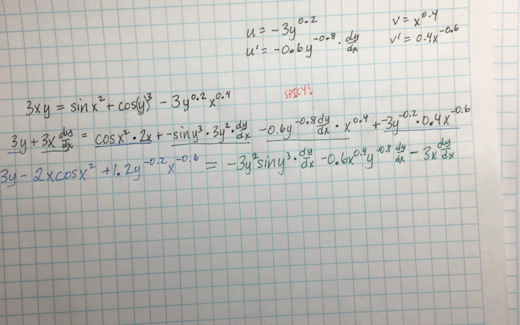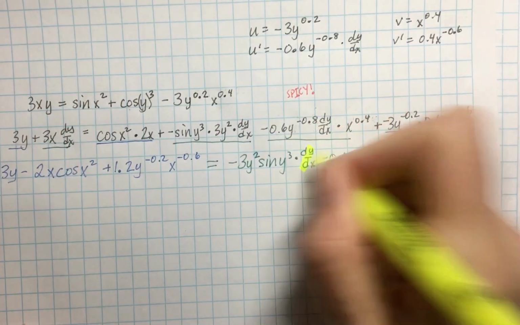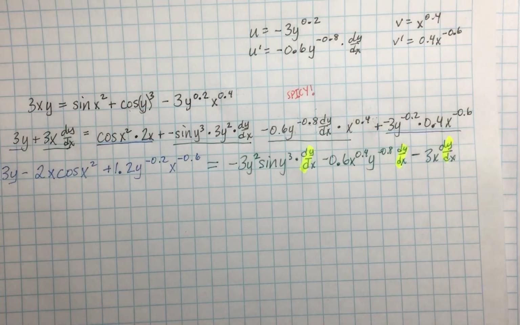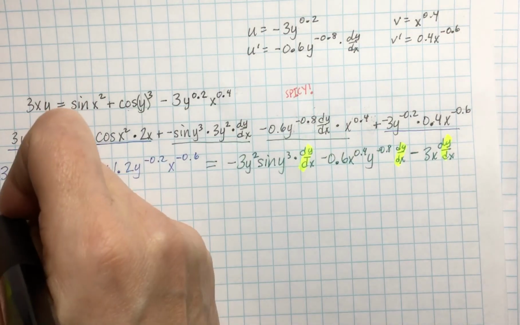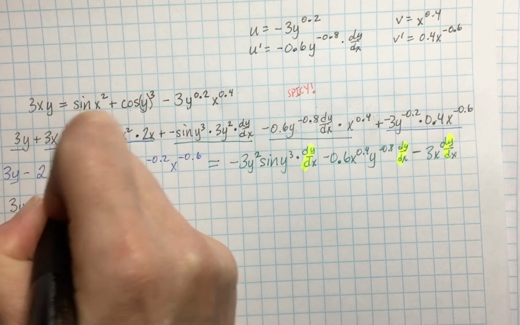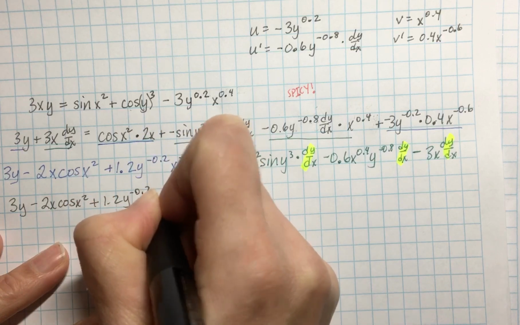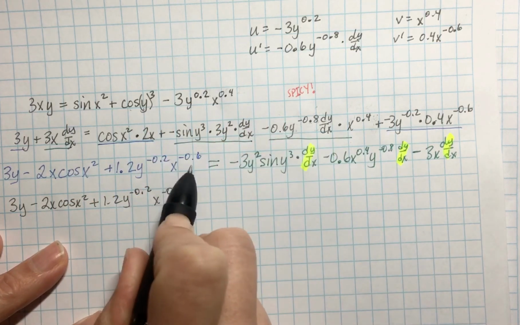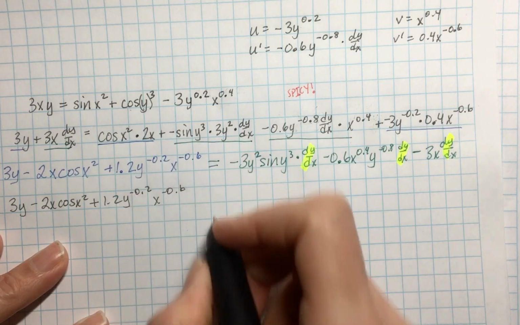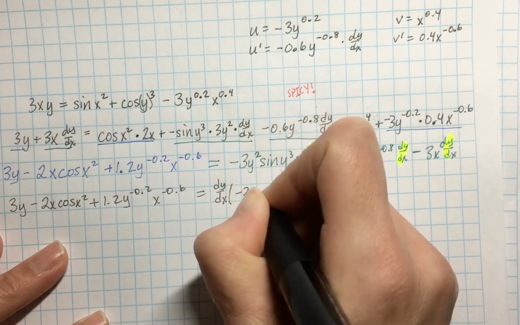Okay, our last piece, looking at this right side, we have these dy dx's. I'm even going to highlight them just to make them really show up. So I have these 3 dy dx's, and I'm going to factor that out to the front on the right side. So my left side is still the same: 3y minus 2x cosine x squared plus 1.2y to the negative 0.2 x to the negative 0.6. If I were really standardizing things, I would have written the x before the y, but whatever. Equals, factor the dy dx out, leaving me all the rest of the stuff.